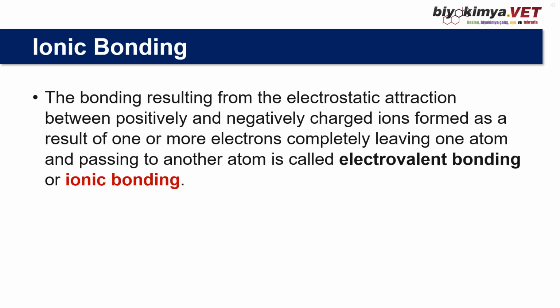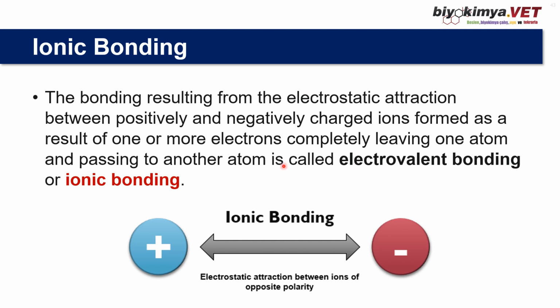Let's start with ionic bonding, the bonding resulting from the electrostatic attraction between positively and negatively charged ions, formed as a result of one or more electrons completely leaving one atom and passing to another atom. It is also called electrovalent bonding, or ionic bonding. It is a kind of attraction between ions of opposite polarity or opposite charge, and ionic bonding is also an ion-ion interaction.